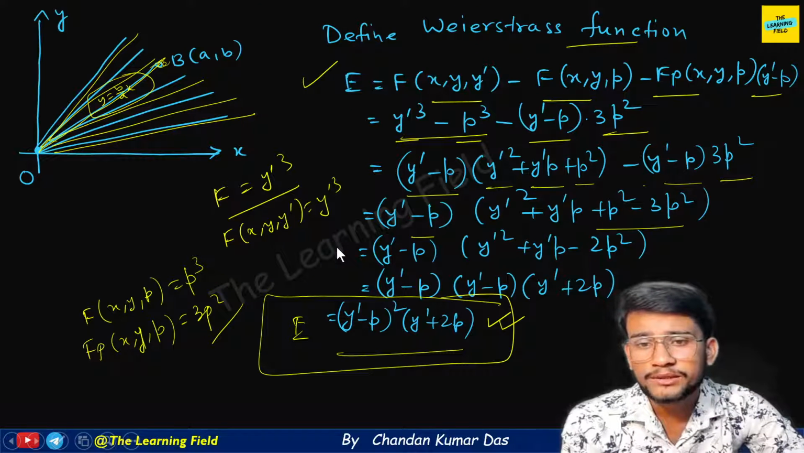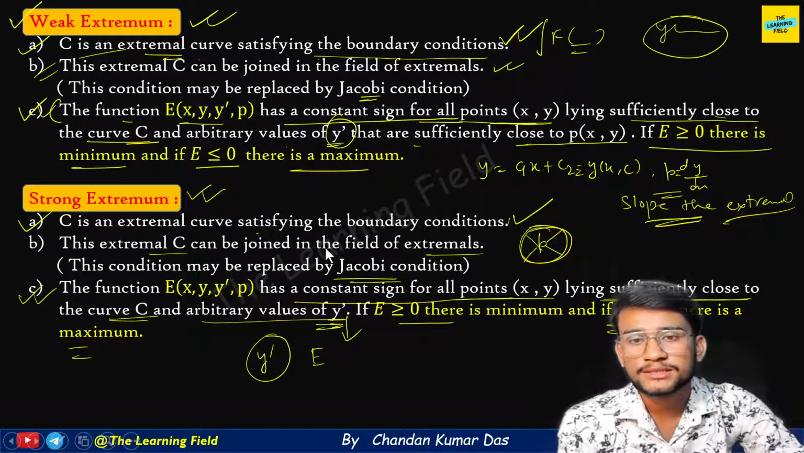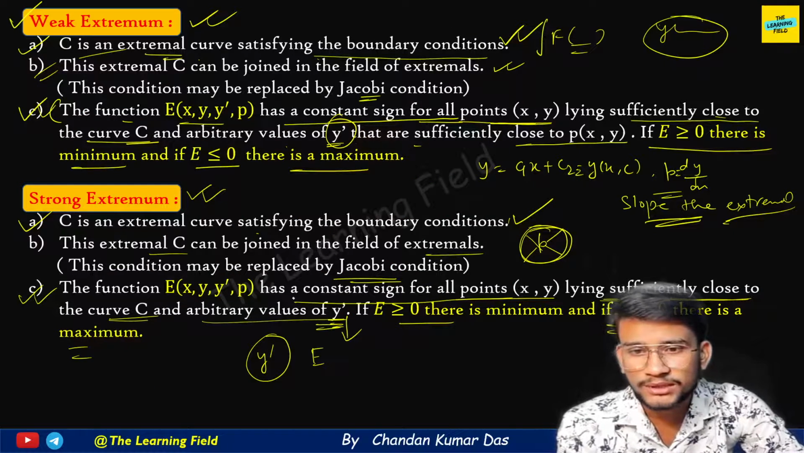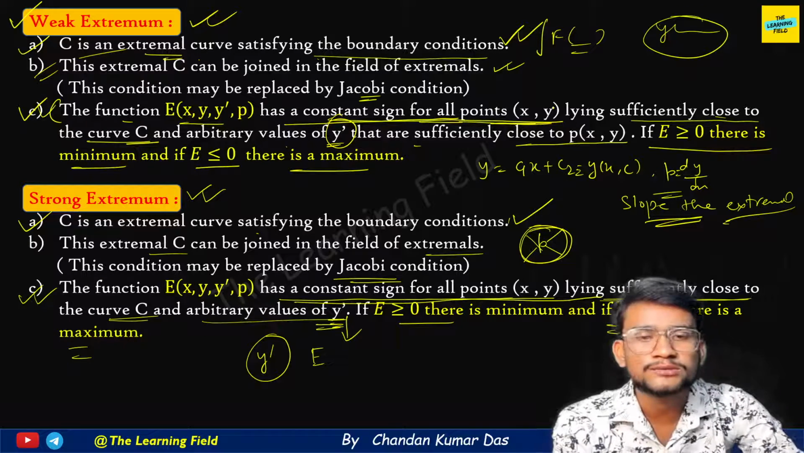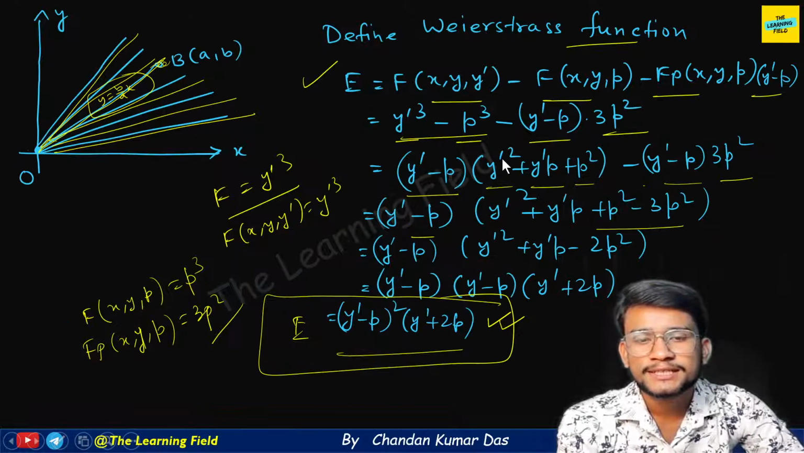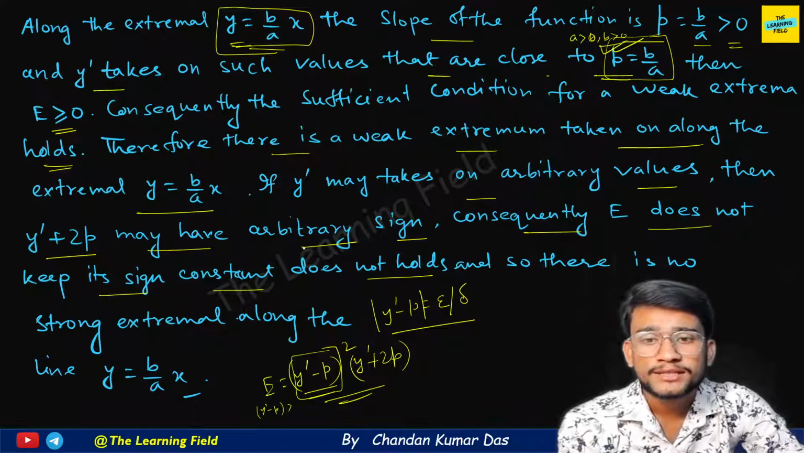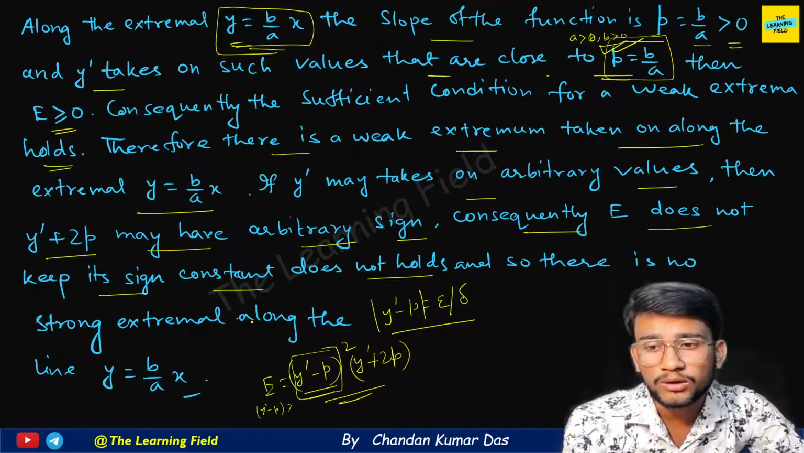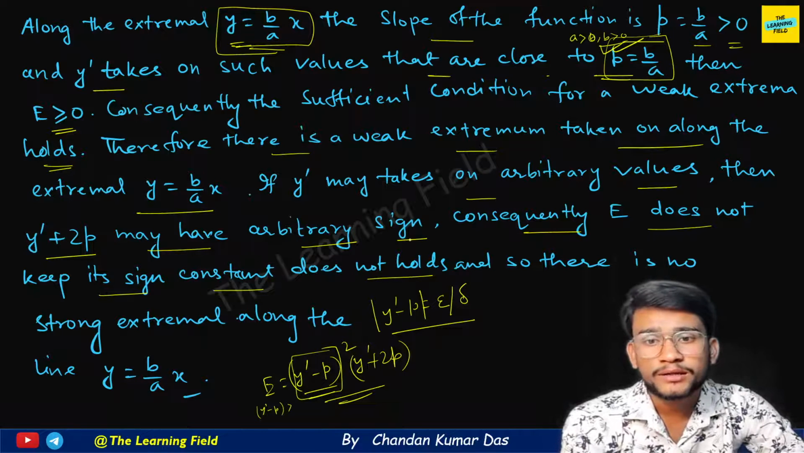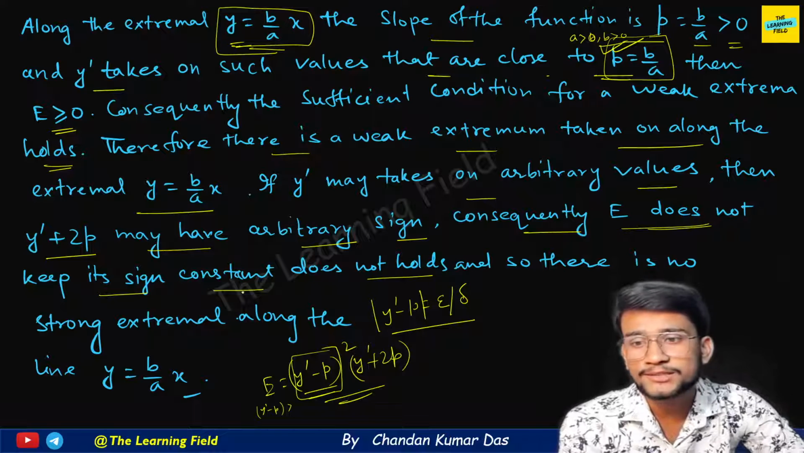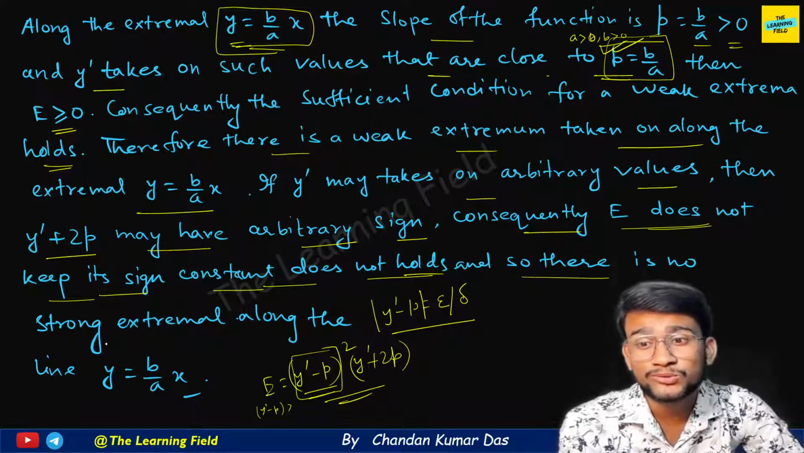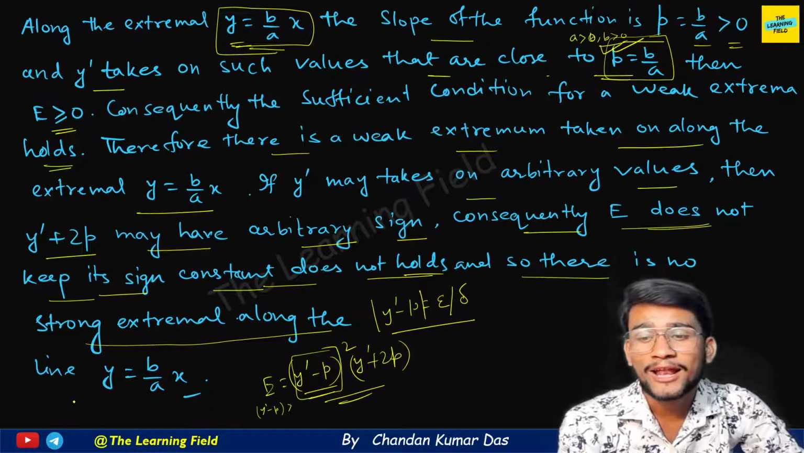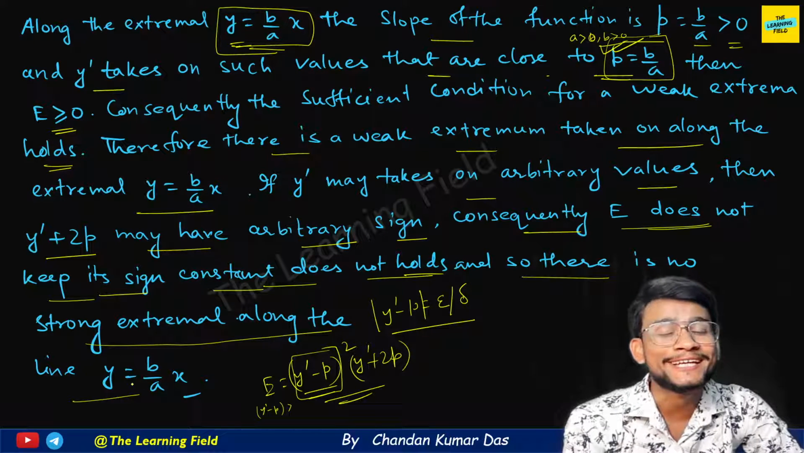बोला था यहाँ पे e constant sign रखेगा always. देखो यहाँ पर दोनों ही केस में बोला था e has constant sign for all xy. So in this case e does not keep its sign constant, y dash plus 2p may not have arbitrary sign, consequently e does not keep its sign constant, does not hold, and so there is no strong extremal along the line y equal to v by ax.